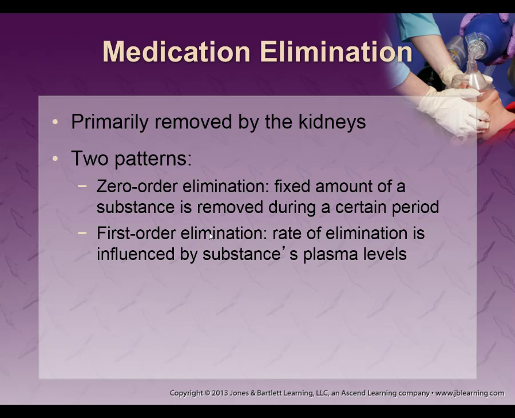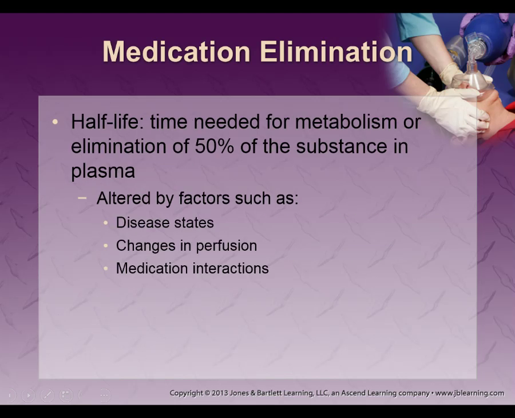Zero order elimination is a fixed amount of a substance that's removed over a certain period. And then there's first order, and that means the rate of elimination is influenced by how much there is in the plasma. So know zero and first order elimination, and know that most elimination takes place in the kidneys.